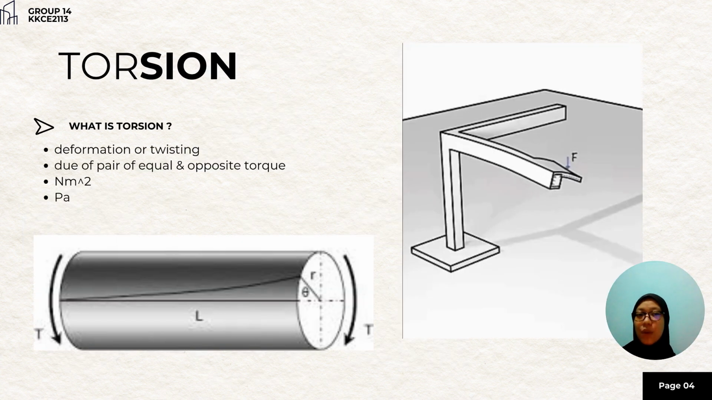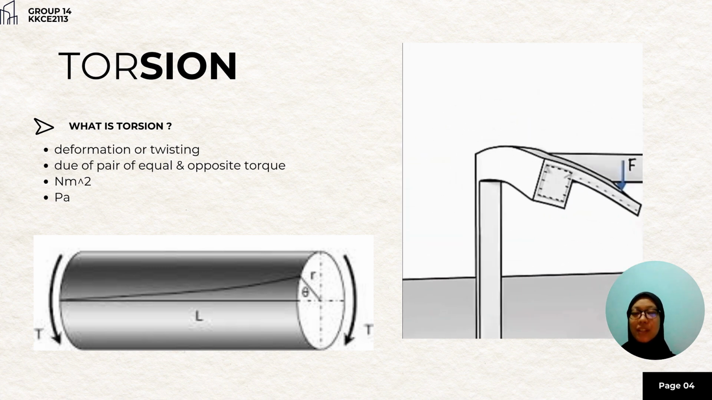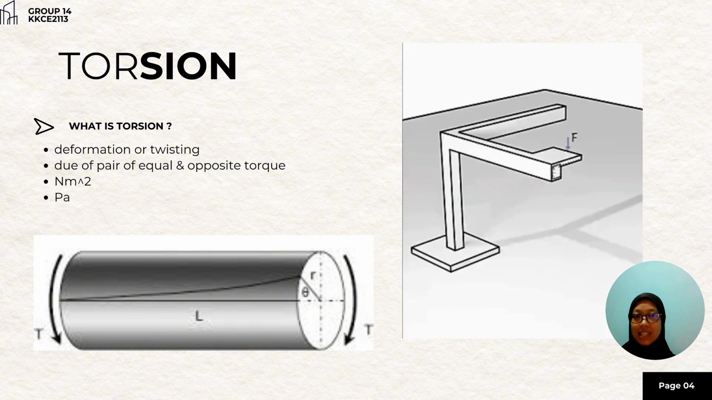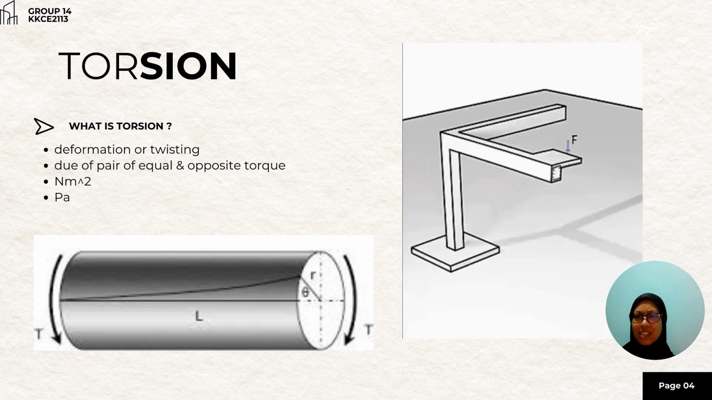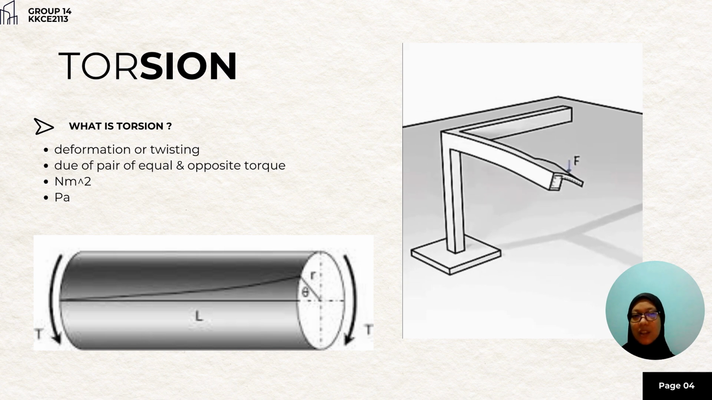Now I will explain the fundamentals of torsion. First, what is it? Torsion is the twisting deformation of a shaft or component. This happens when it is subject to a pair of equal and opposite torques. We measure the resulting stress in Pascals or Newtons per meter squared.